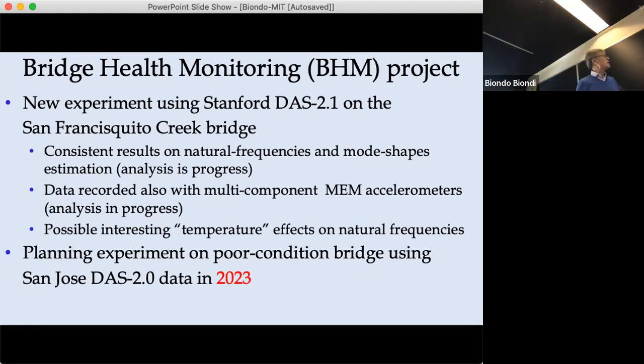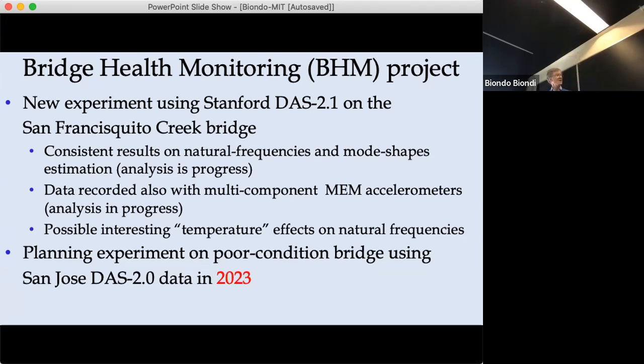We have done an experiment recently on another of those bridges, in which we not only had the piezoelectric accelerometers, but also MEMS accelerometers. We have not fully analyzed them. We started to look at the resonant frequency modes and it looks like we get, again, a similar result to what I've shown on that San Jose bridge. So it's not just a fluke for one particular bridge.